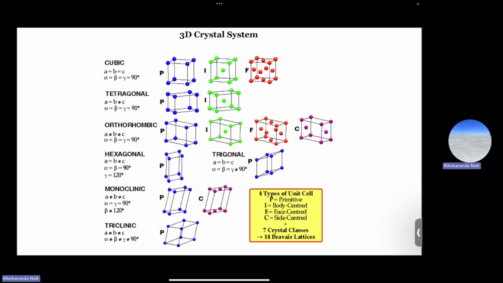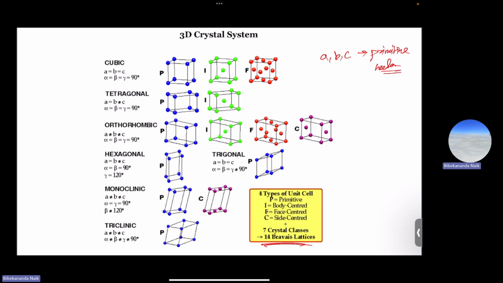So in case of three-dimensional crystal structure, there are 7 crystal classes and 14 Bravais lattices. So they are cubic, tetragonal, orthorhombic, hexagonal, monoclinic, triclinic, and trigonal. So in case of cubic, as you all know, A, B, and C are called the primitive vectors of the unit cell. In case of cubic, A is equal to B is equal to C, and also the angles alpha, beta, and gamma are all 90 degrees.